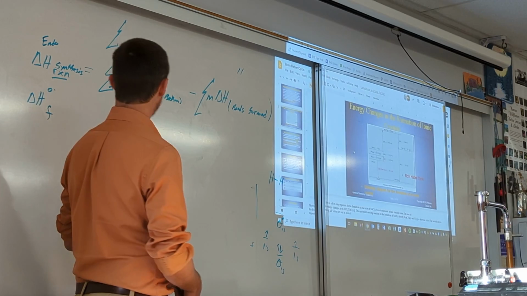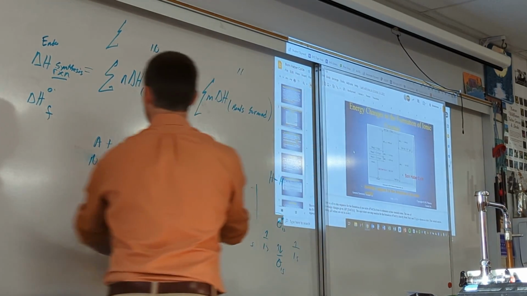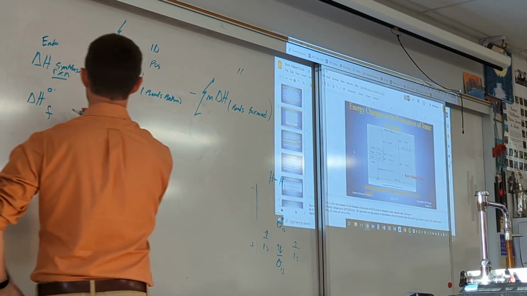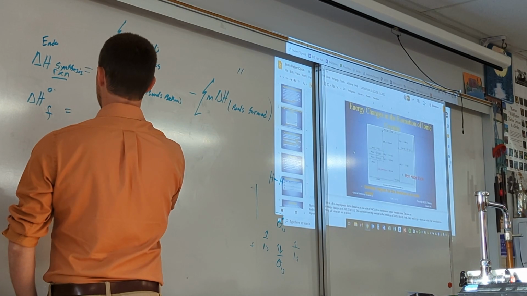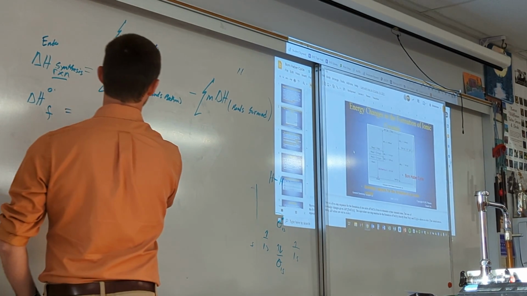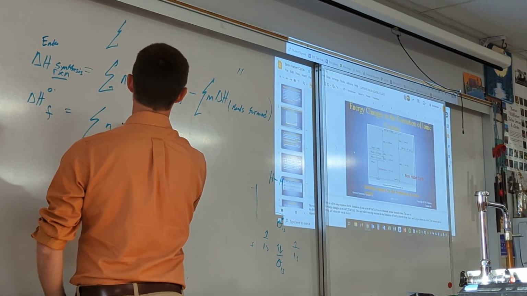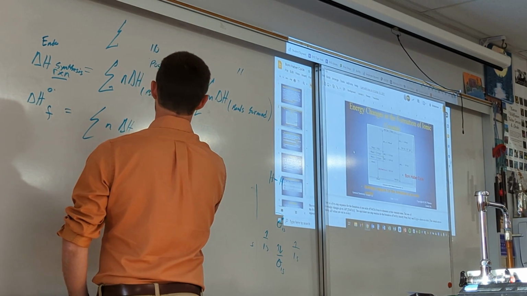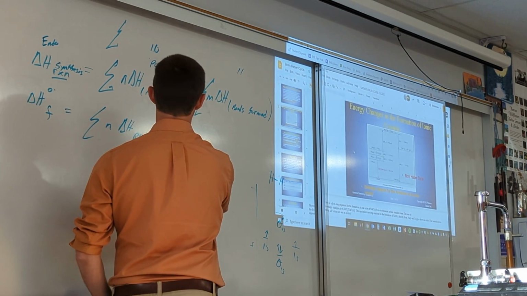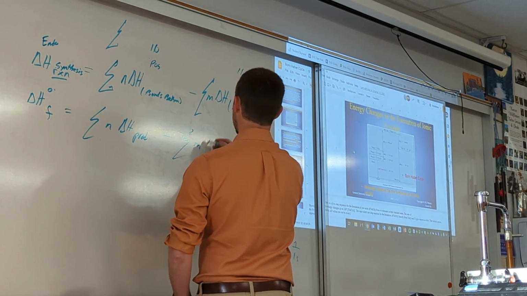Let's try that now. Born-Haber cycle. And then the second equation for this one: the standard heat of formation is equivalent to the bonds broken, or products, sorry, products minus reactants.